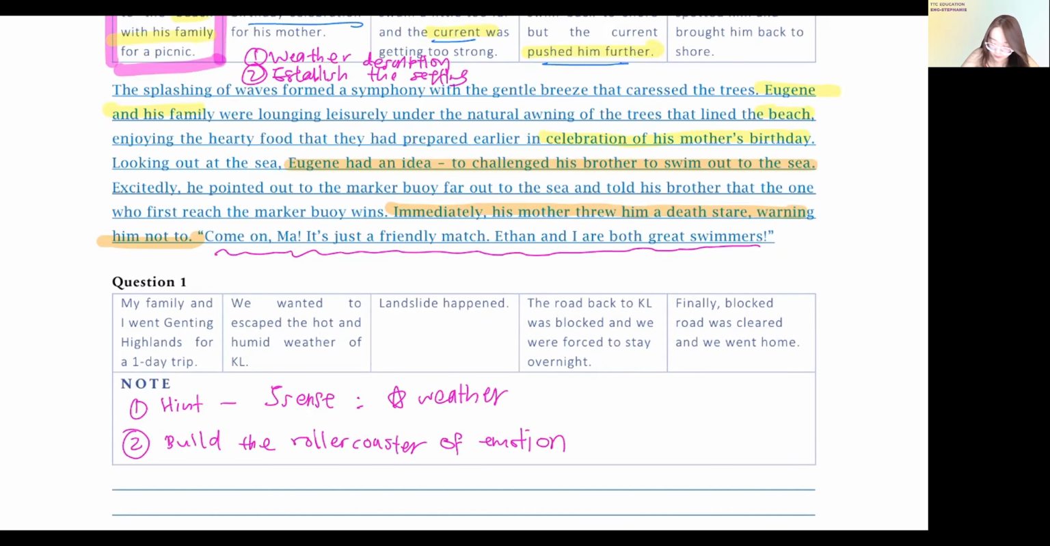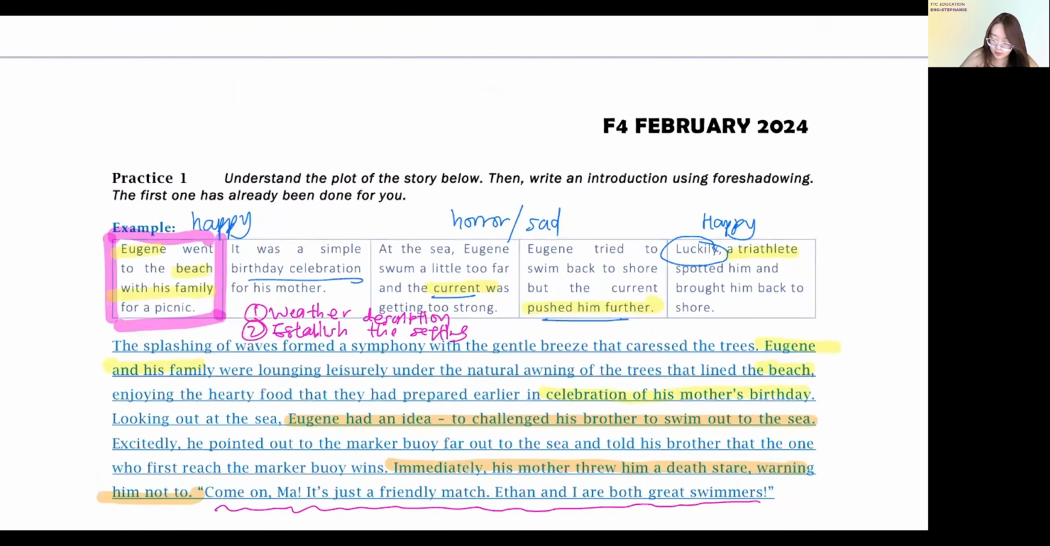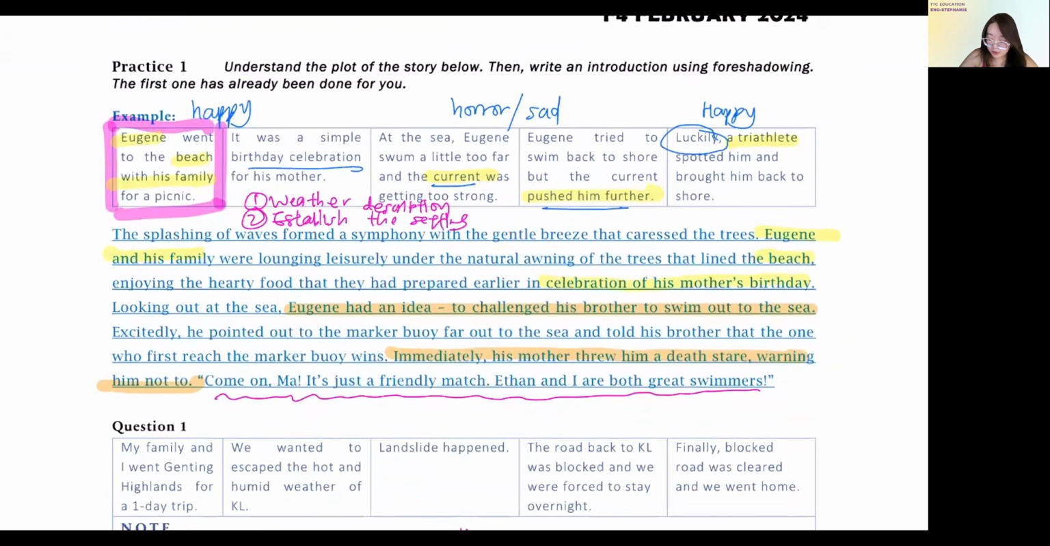The roller coaster of emotion means you need to do it as contrast as possible, like what I've showed you just now. If it's horror in the middle, happy ending, I will build happy in the middle as well, so that the contrast will be happy, fell down, then go up to happy again. All right, so this is how I do it.